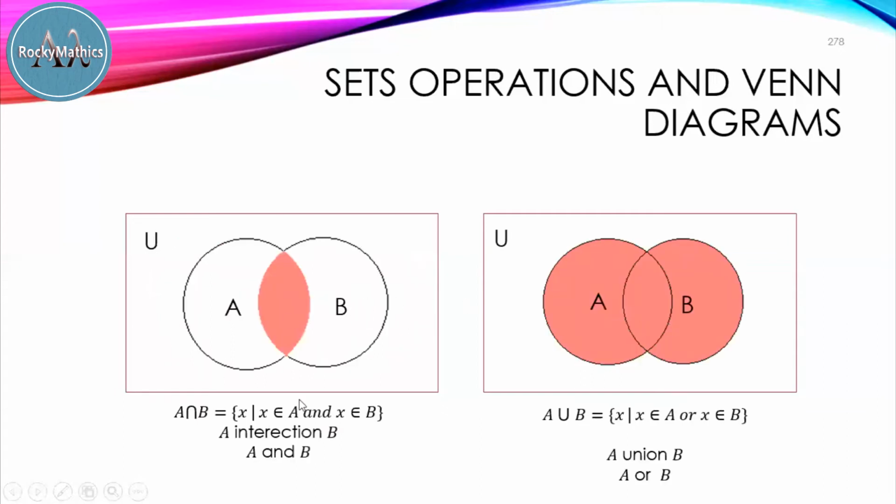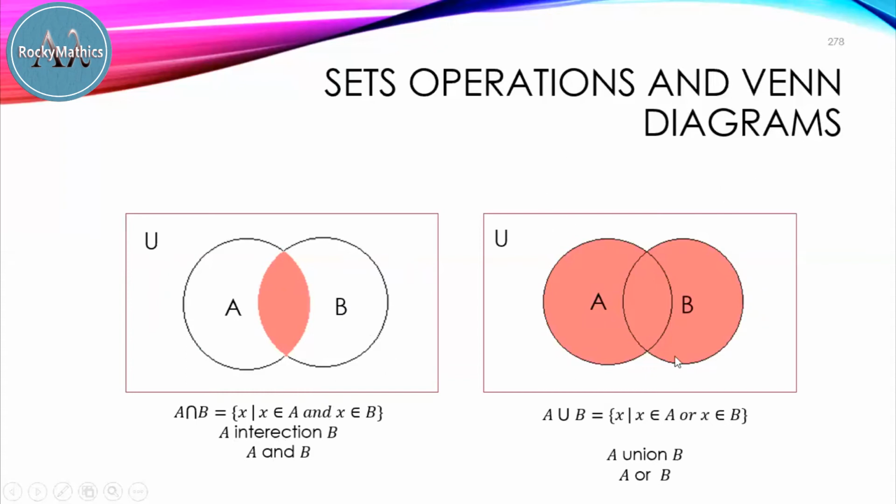Another example, and the operation is the intersection. We have set A and set B. Now, as you can see, we have two overlapping sets. And for A intersection B, so we read this one as A intersection B, this is equal to the set of x such that x is in A and x is in B, meaning to say all the elements that are found in A at the same time found in B. Okay, so we read this one as A intersection B or A and B.